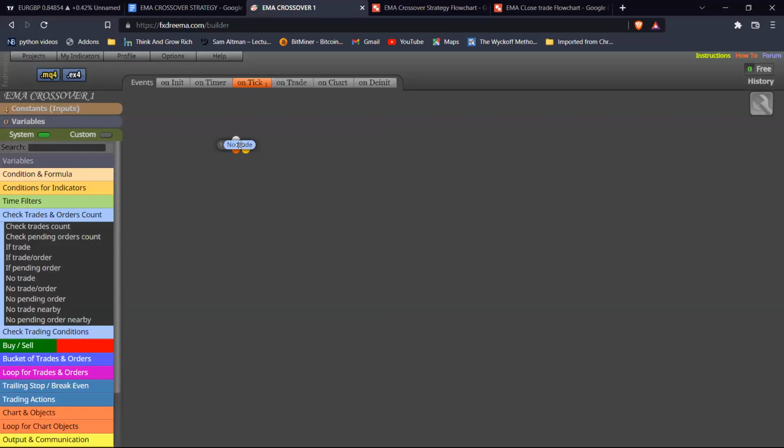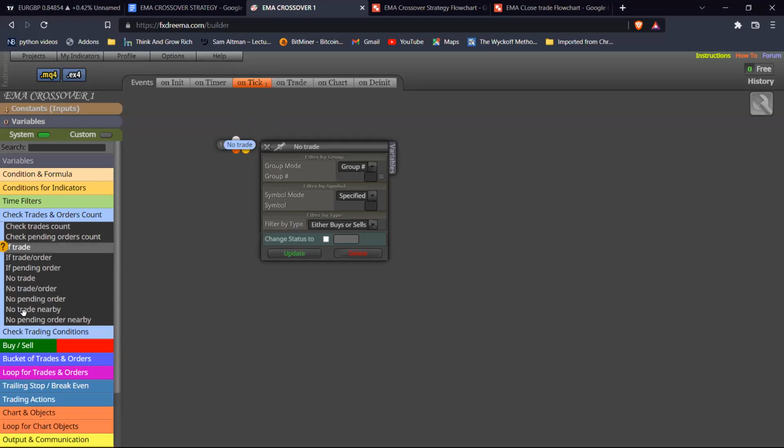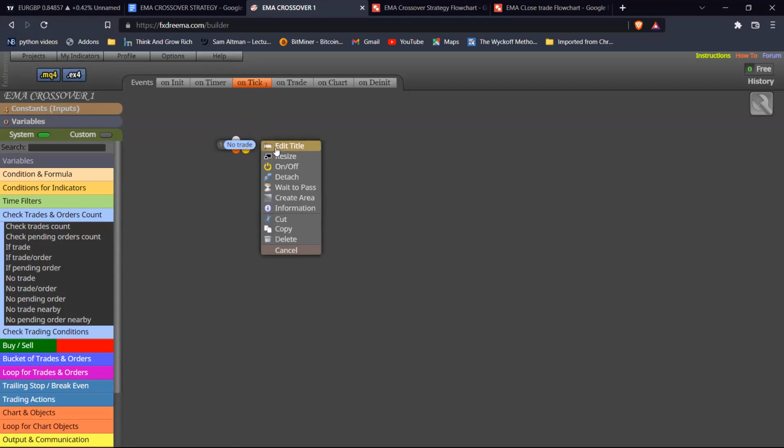So we go back to our stuff. If you want to modify a parameter, you can pick it up from here, click on it, double click on it and modify it. You can change the name. So I'm going to right click on this. If you want to change the name, let me close this, right click, select edit title, and I'll say no trade in brackets, buy / sell.